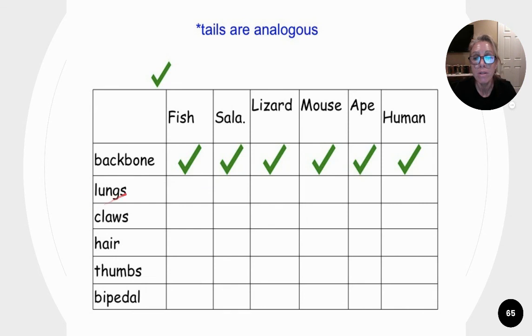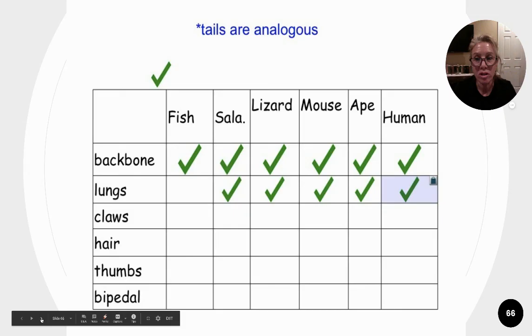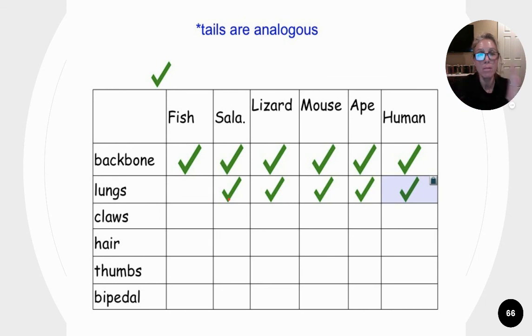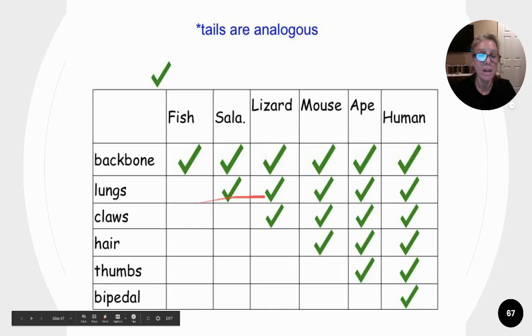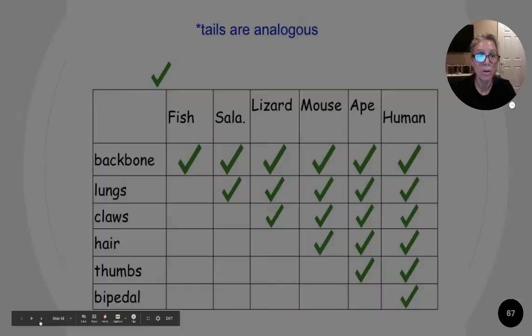So how many of these organisms have lungs? All of them, right? Except the fish. So we would put checks here. We're going to be dumping out the fish here, but from the salamander up, we get to continue on in our cladogram. So you would go ahead and fill this out. I've arranged it so it's really obvious. And then from that, you could build your cladogram.